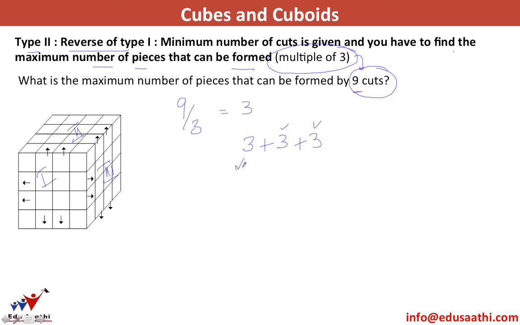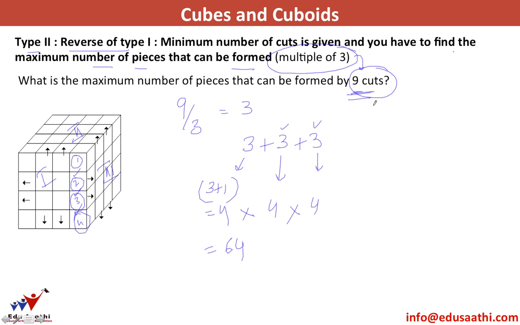So these 3 cuts on face 1 will give you 3 plus 1, equal to 4 parts. As it's shown here, I have 1, 2 and 3 cuts. The number of parts are 1, 2, 3 and 4. The basic funda remains the same, that if I have 3 cuts, I will have 3 plus 1, 4 parts. Similarly, this on face 2 gives you 3 plus 1, again 4 parts, and this on face 3 also gives you 4 parts. So what are the maximum number of cubes that can be formed? 4 into 4 into 4, which is nothing but 64. So this was the case when the minimum number of cuts is a multiple of 9.